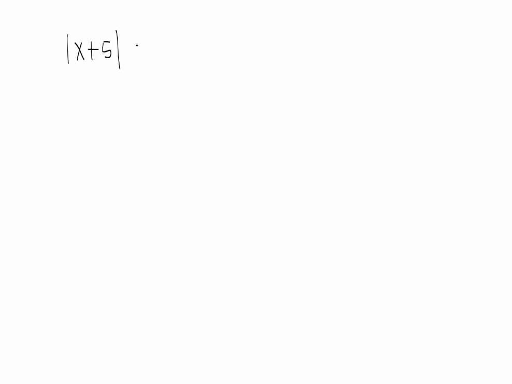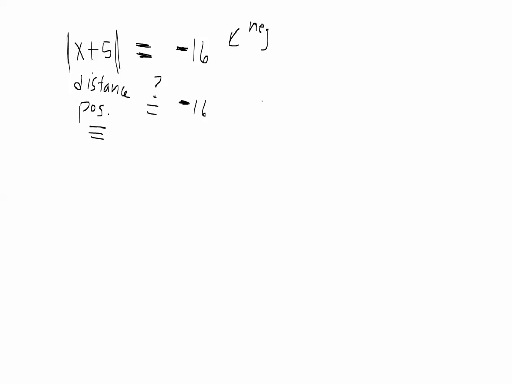What if we have something like an absolute value in the right form equals a negative number? Again, this represents distance. That means this represents something that's positive. Can something that's positive ever equal a -16? The answer? No. Again, when that happens, no solution. Sometimes, I don't know, you might see empty set, but mainly no solution.